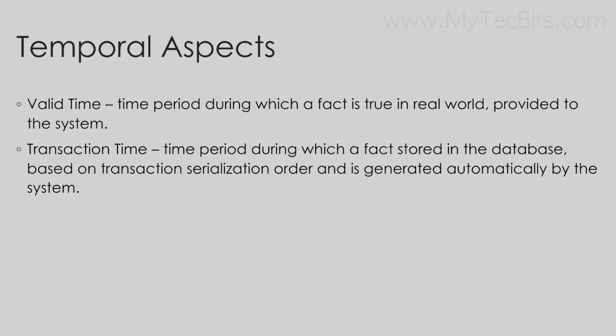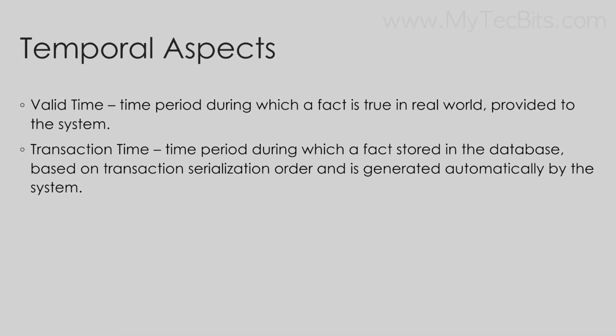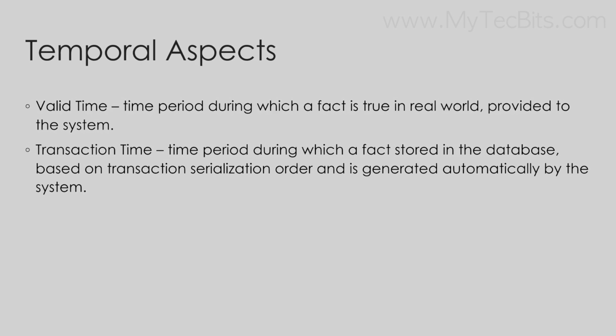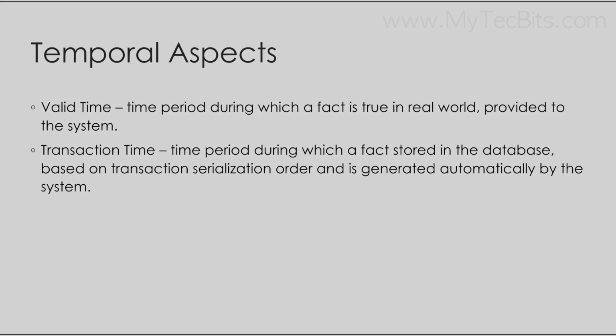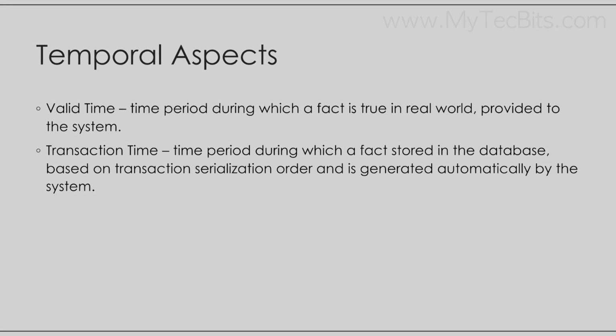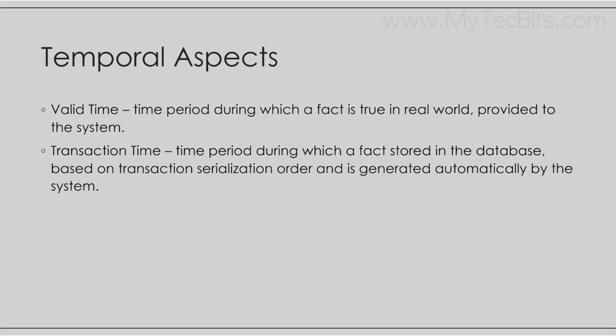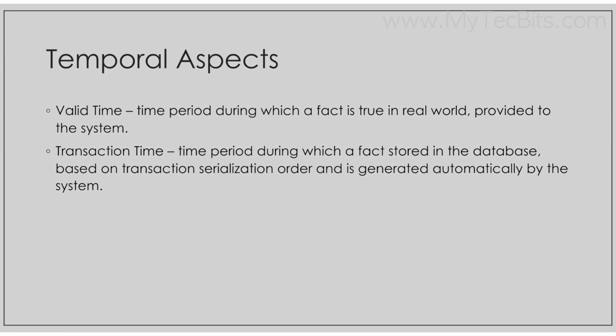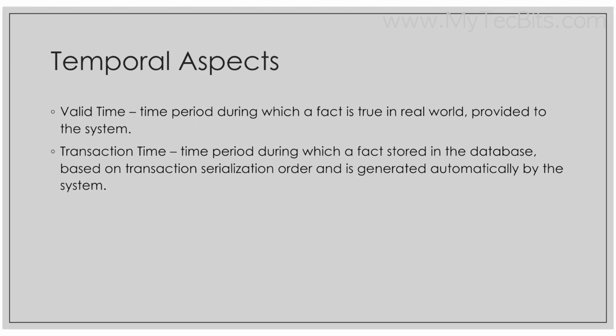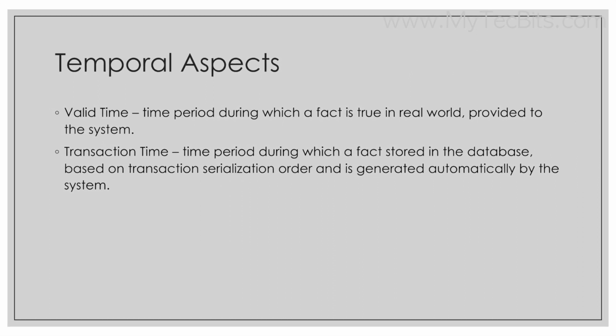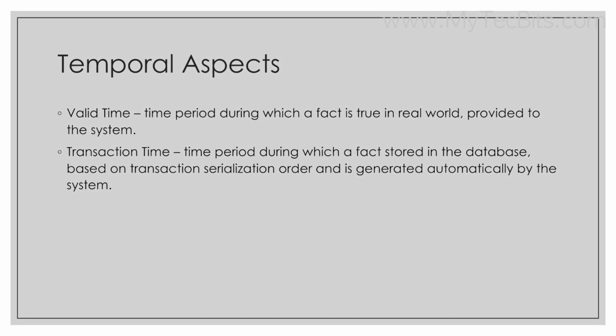So now there are two different aspects of time in temporal databases. First one is the valid time, which is the time period during which a fact is true with respect to the real world. And the second is the transaction time, which is the time generated by the system when a particular fact is stored in the database.